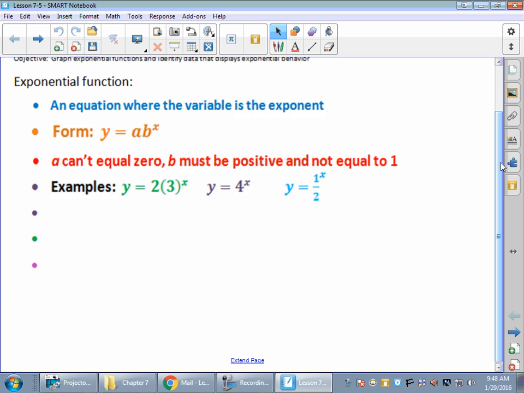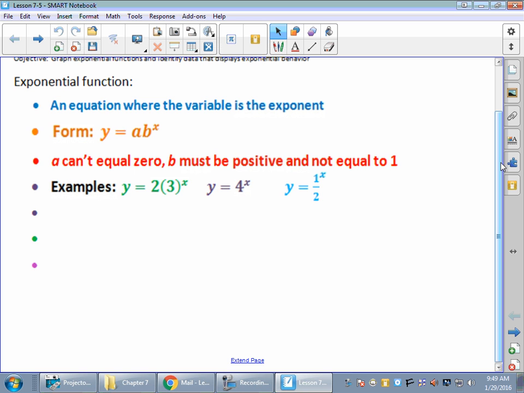Second example, y equals 4 to the x power. Well, there isn't an a value, there's just 4 to the x. So it'll be like there's a 1 out in front if we wanted to look more like that green example. And my third example is y equals 1/2 to the x. Again, b is positive. It's not equal to 1. It could be a fraction.